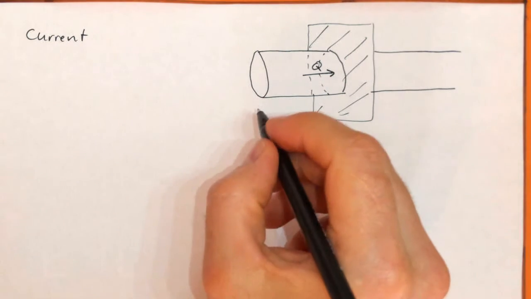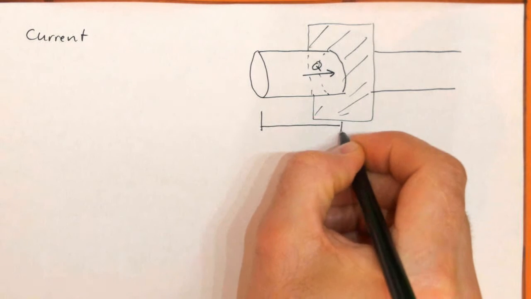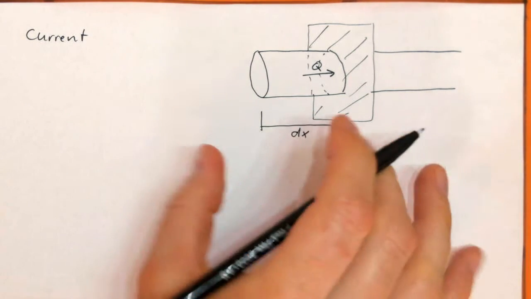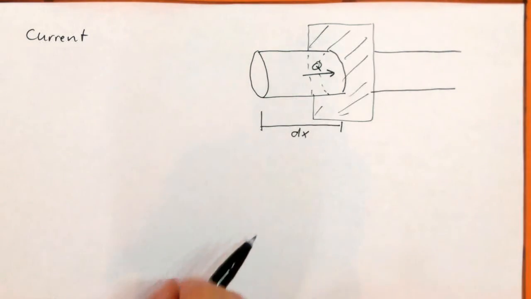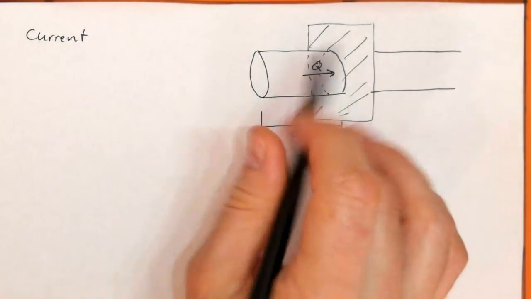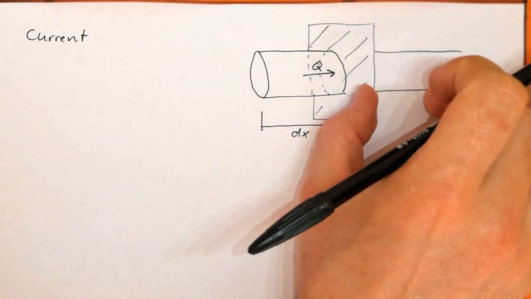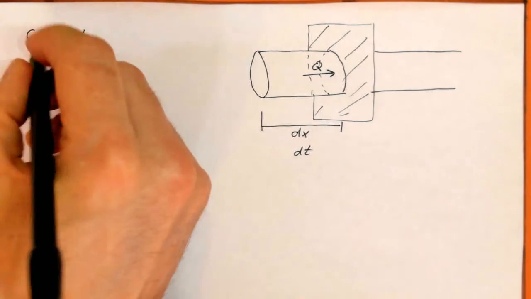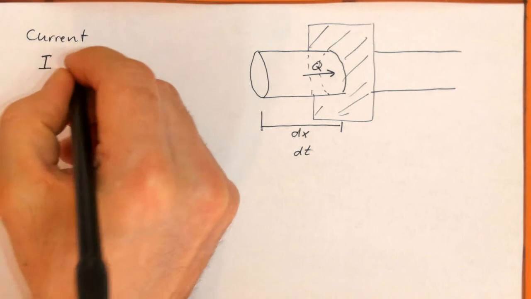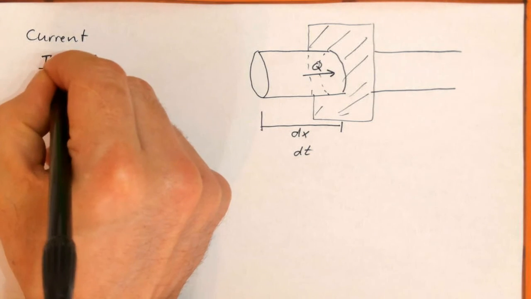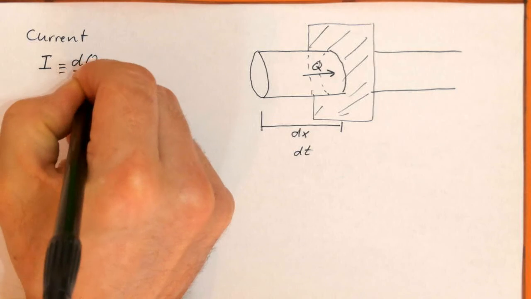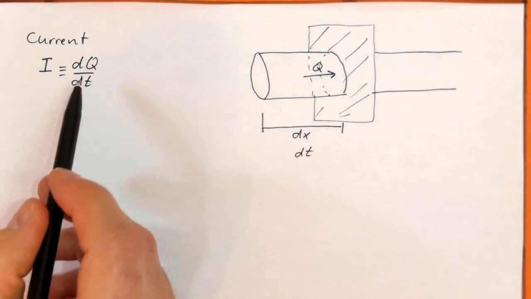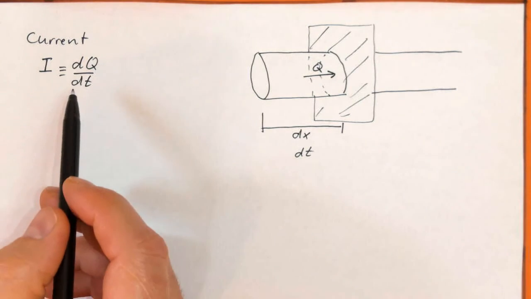Okay, so if I think about this piece of wire having a length, I'm going to put a dx. It's a small length of dx. How much of that charge flows across that in some amount dt? Okay, so we define current as being dq over dt. How much charge flows past a point in some amount of time.